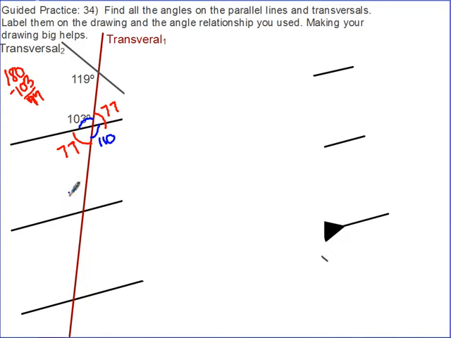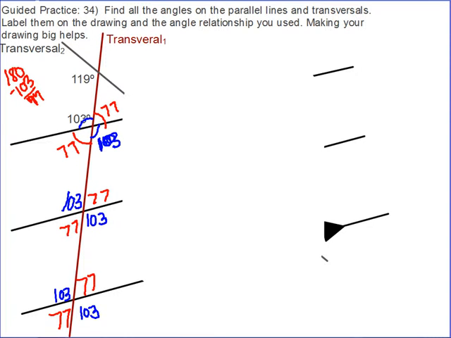So let's go ahead and repeat it. In fact, I could do corresponding all the way down, but I'm not because that's not the way. Ooh, why did I put 110 there? It's 103. 103 corresponds. 77 and 77. Do the same thing again. 103, go down to my next parallel line. 103 there. Corresponding: this corresponds to that. This corresponds to that, and this corresponds to that.